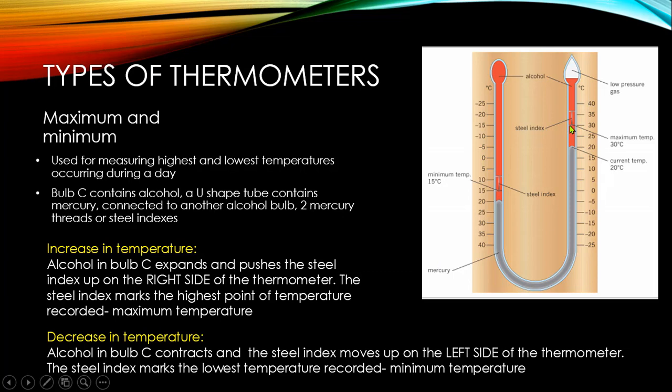Now for a decrease in temperature, the alcohol in this bulb will contract and the steel index will move up on the left side of the thermometer. Now when it moves up on the left side, then it will measure the lowest temperature recorded, and this will be known as the minimum temperature.